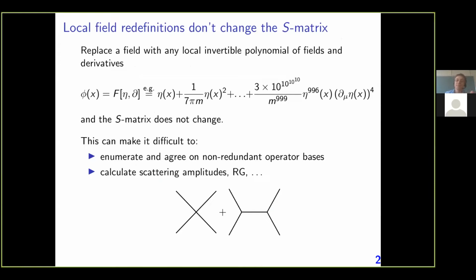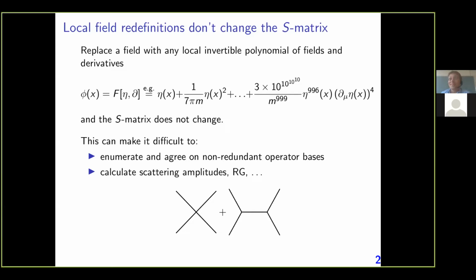Lagrangian. So this is that if you are a particle physicist and you're only interested in scattering processes, you can do the following substitution in your Lagrangian. Let's say it's built out of some field phi of x, and you can substitute that for some new field eta of x. This linear bit is important. And then add just arbitrary powers of eta and derivatives acting on eta, and your S matrix will not change.